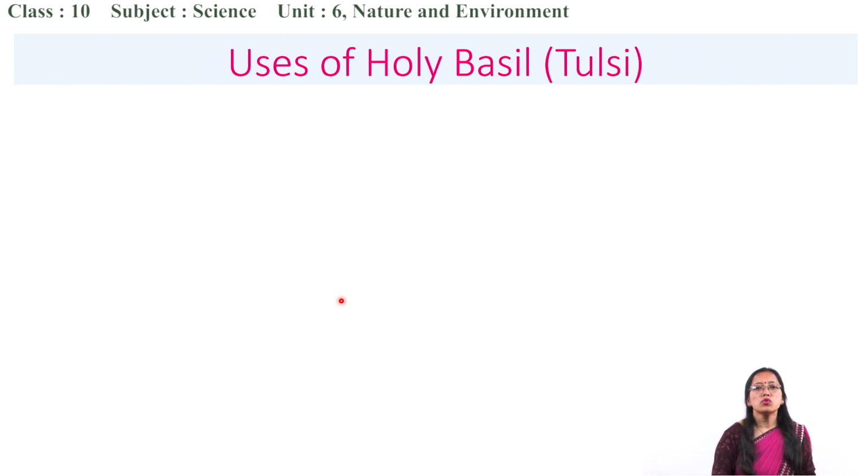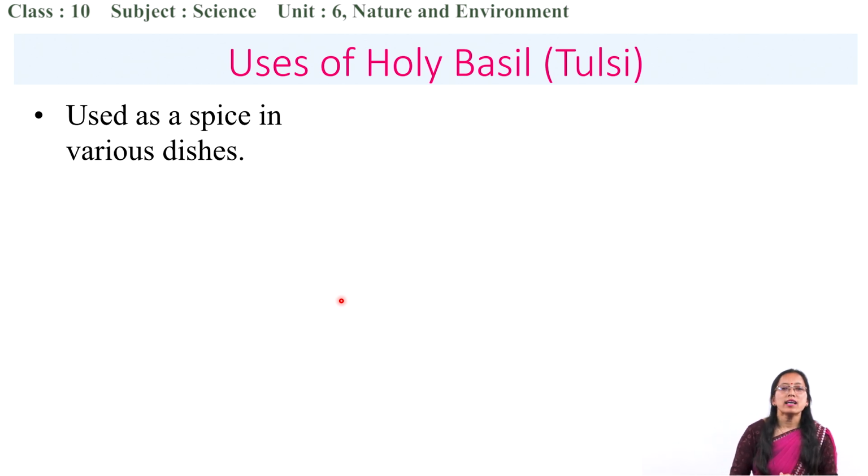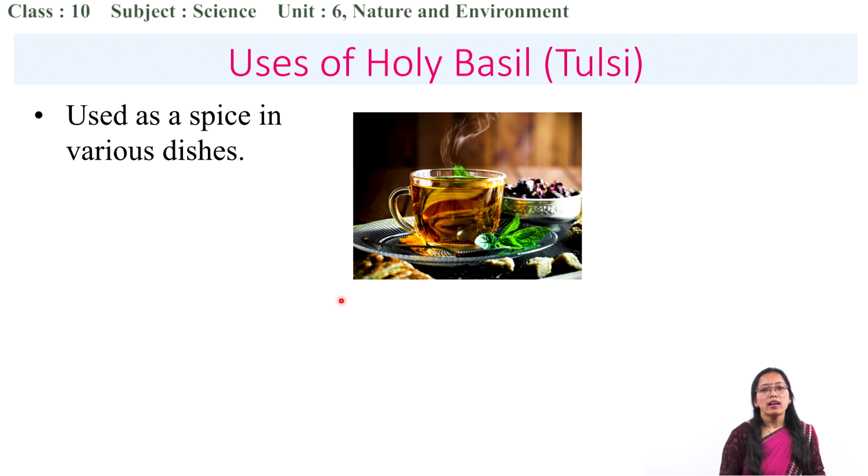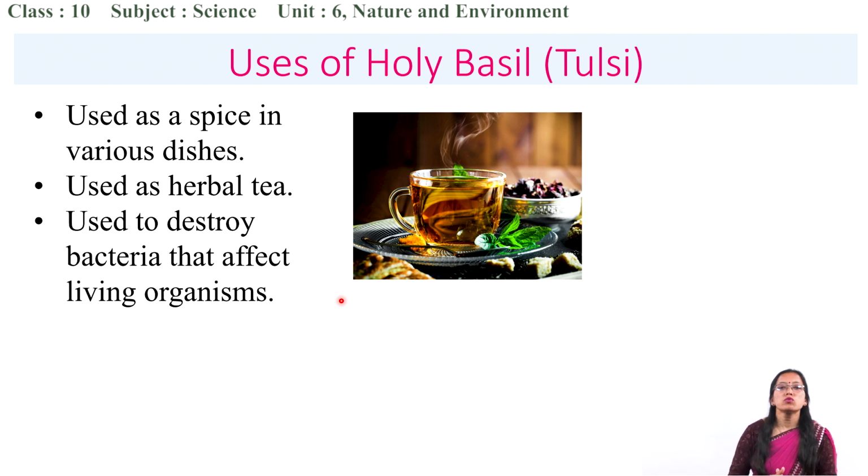Now, what are the uses of this holy basil or the tulsi? This is used as a spice in various dishes. And it is used as a herbal tea, tulsi chai, yes. And it is also used to destroy bacteria that affect living organisms. Even the tulsi plant juice, or the water in which the tulsi plant is dipped for a long time, is used as a bacterial disinfectant.